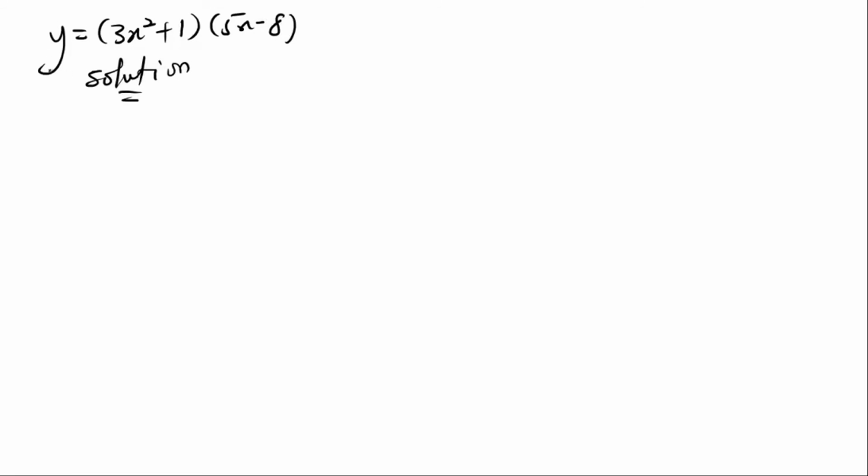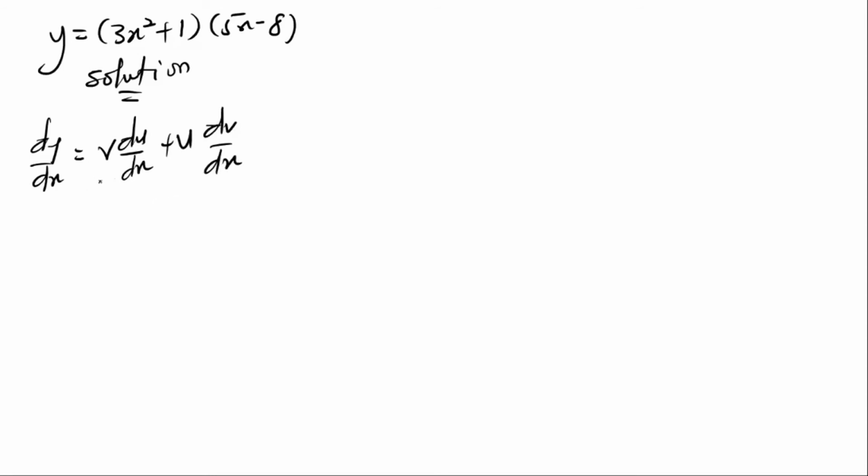So we have the function y is equal to, in one bracket, the first function, 3x squared plus 1. Then the second function, we have 5x minus 8. Because we know these are two different functions, and they are multiplying each other, we need to use the product rule. So by the product rule, our dy/dx is of the form, then we quote the product rule formula, that is v du/dx plus u dv/dx.